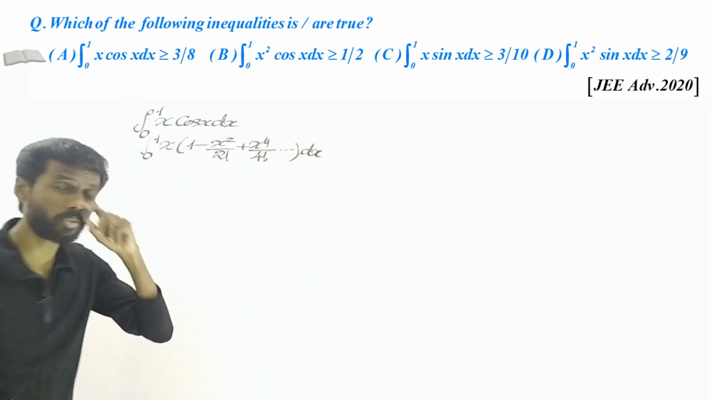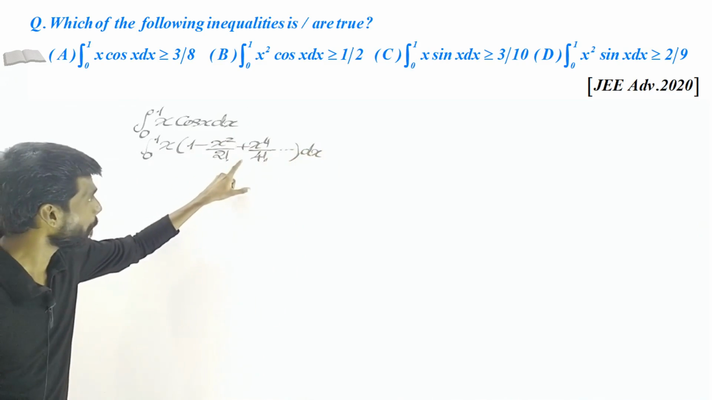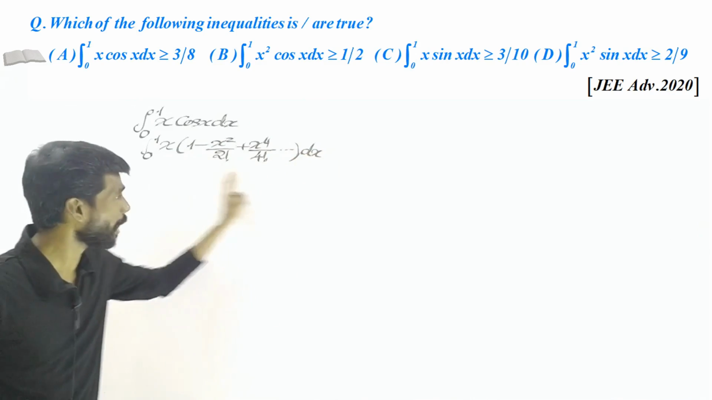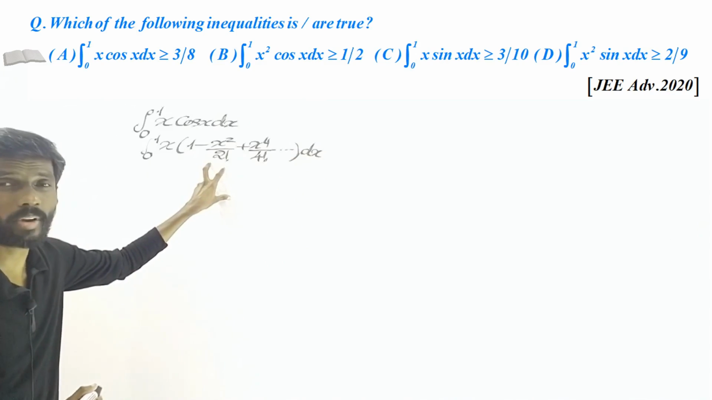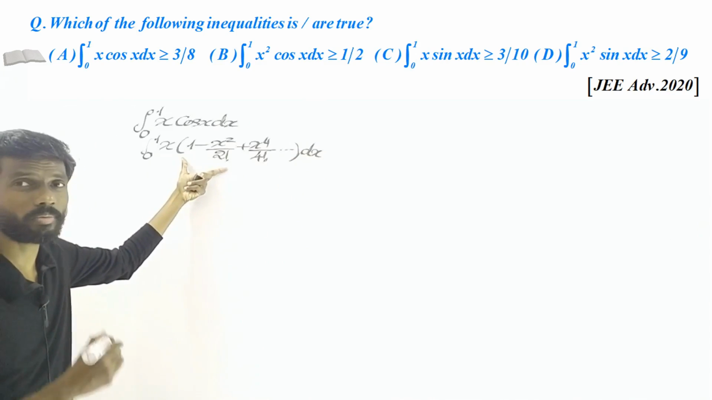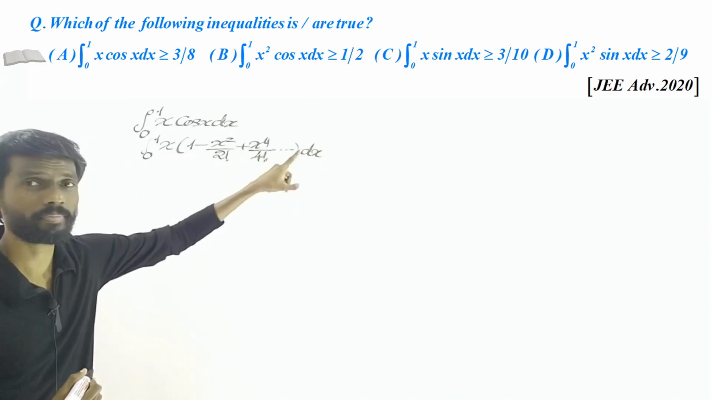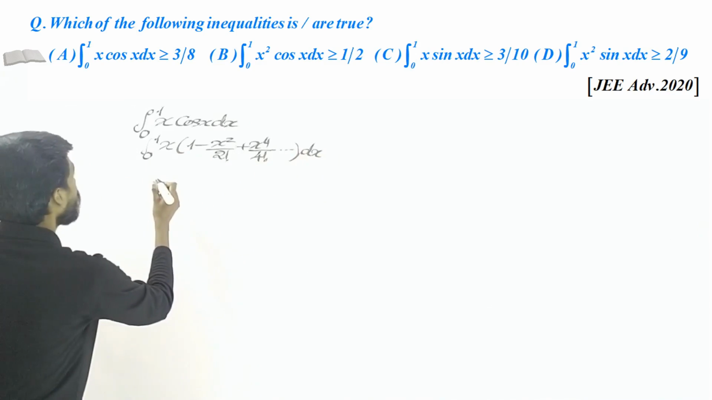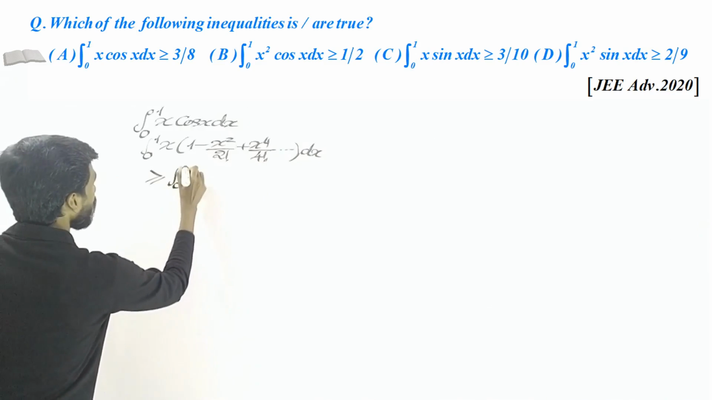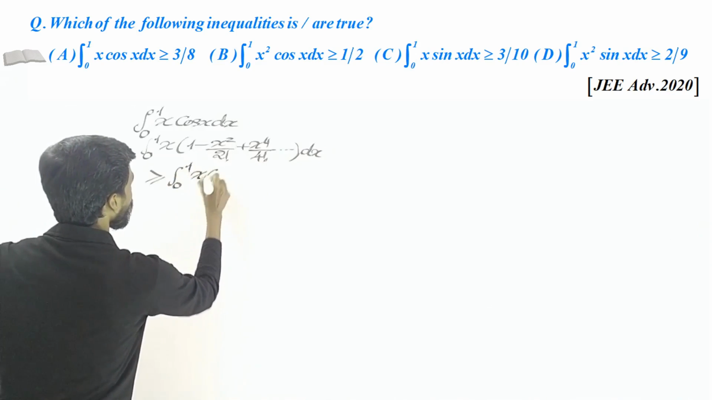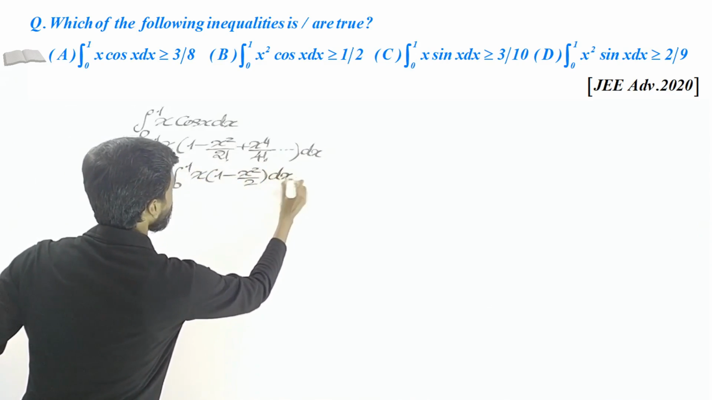Now we are not going to use all the infinite terms. We only take first 2 terms, so first 2 terms plus something. That means this whole expression is definitely greater than this value, 1 minus x squared by 2 factorial, because we have only taken 2 terms. So this whole value is always greater than or equal to the integral of just these 2 terms, 1 minus x squared divided by 2, dx.